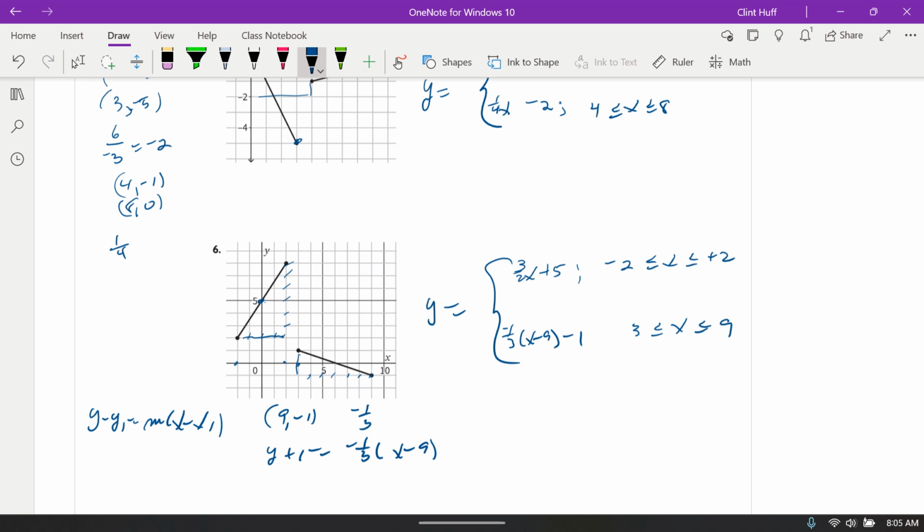Okay, I could have used the other point too if I wanted to. I could have done the point 3, 1. And then it would have been y minus 1 equals negative 1/3 of x minus 3, which would be negative 1/3 of x minus 3 plus 1. So either one of these works in there.